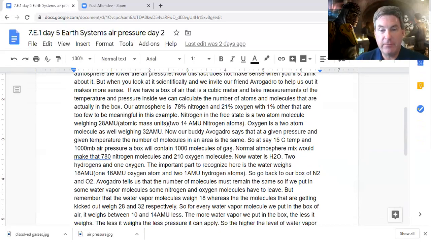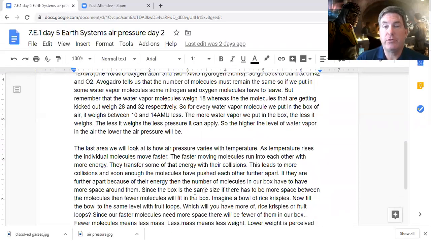Going back to Avogadro, who says for any given space, you can only have so many molecules in it. And if we put a lighter weight molecule into it, that kicks out a heavyweight molecule, the stuff that's in there has less mass, less weight, less air pressure. So the amount of water vapor in the air can change the air pressure. And then the temperature can change the air pressure. The higher the temperature, the more space between the molecules. The more space between the molecules, there's physically fewer in the area that we're measuring, and fewer means lower weight. Lower weight means lower air pressure.